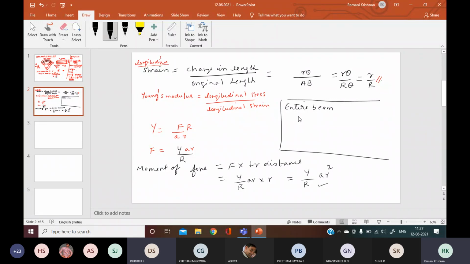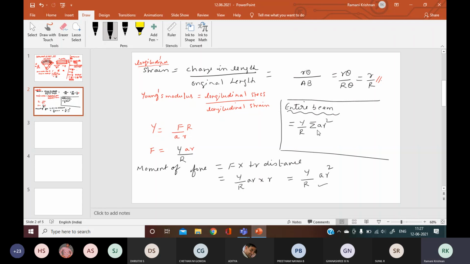But what is the distance between this layer AB and the neutral axis? Small r, no? So we should take that. Now tell me for the entire beam what I'll do. Moment of force acting on the whole beam is given by Y by R, summation of A r square. Summation means I have to sum up the moment of force acting on each layer about the given axis. That is going to be the bending moment for the beam.